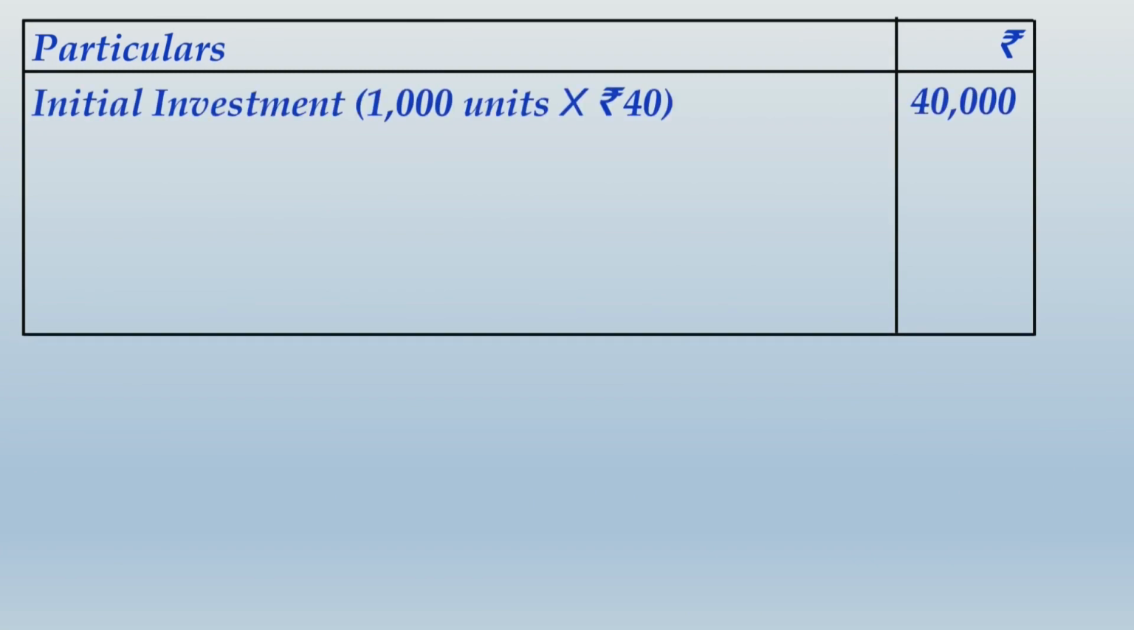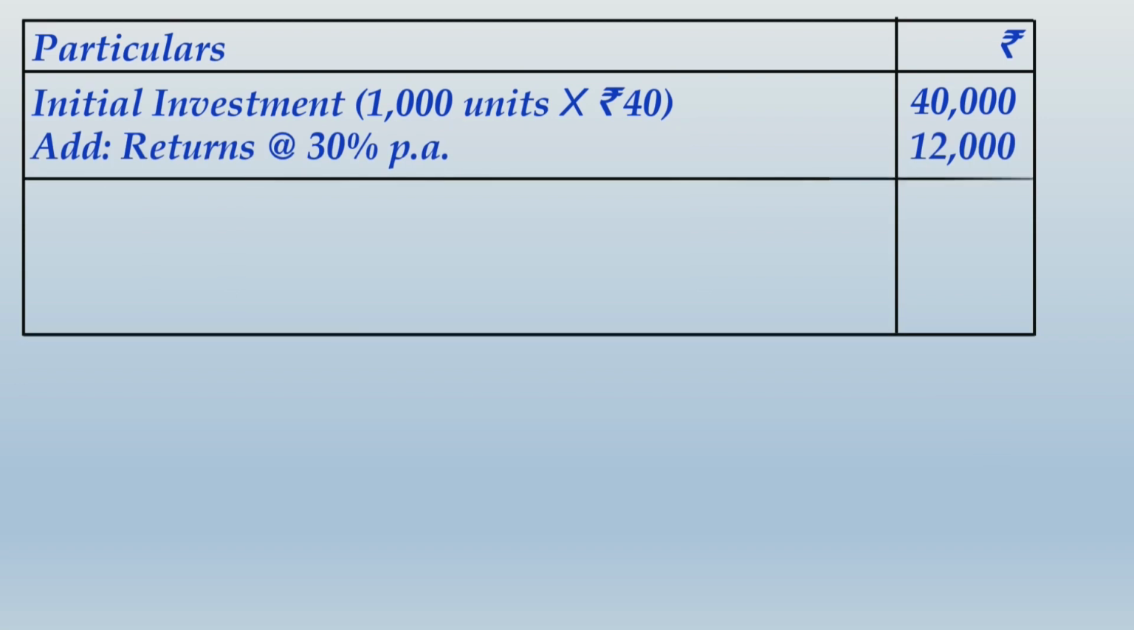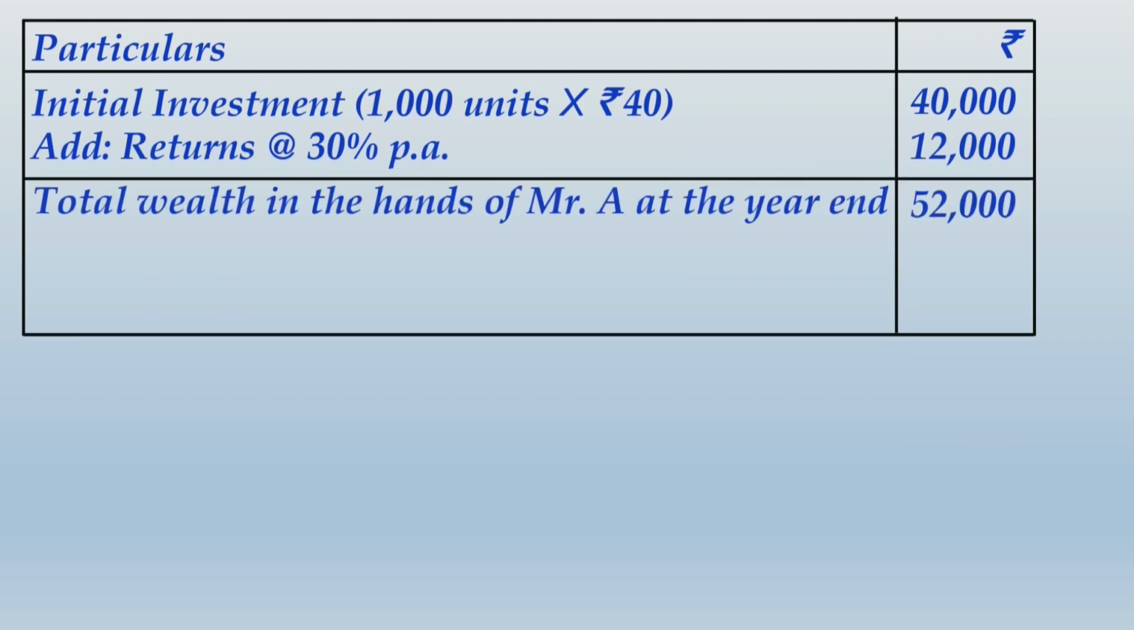In the solution, again you will go with that tabular presentation. Your initial investment was 1,000 units into 40, that was 40,000. Your overall returns for that year was 30%. So add returns and you get the total wealth in hands of Mr. A at year end. Now friends, what will happen?